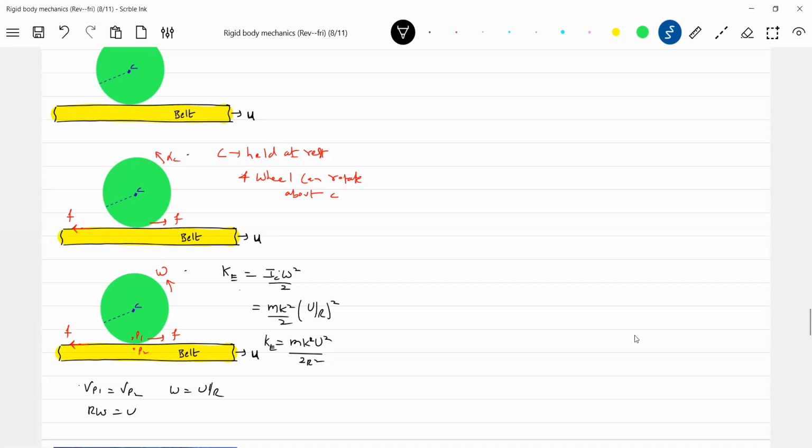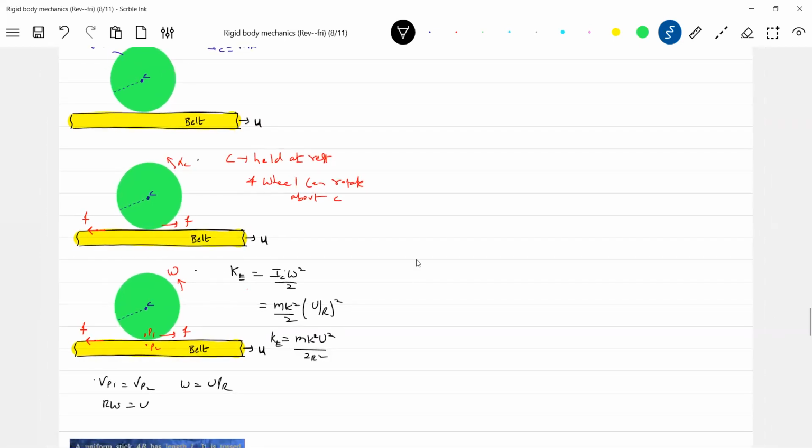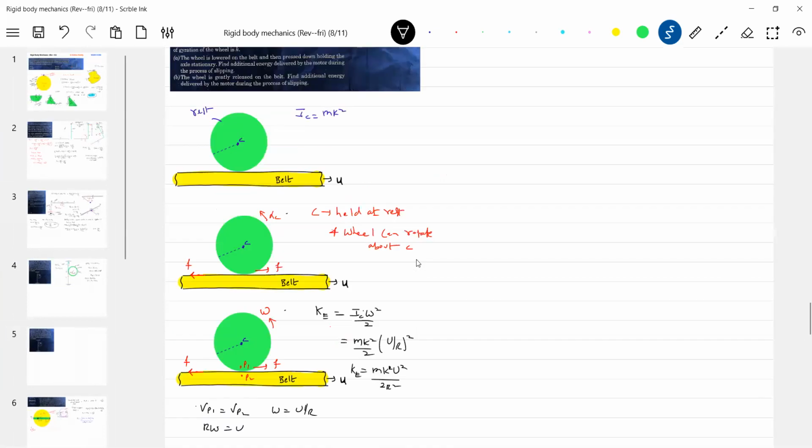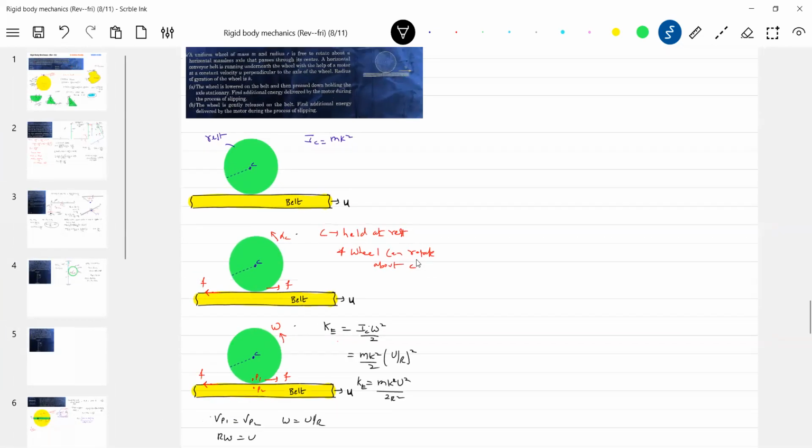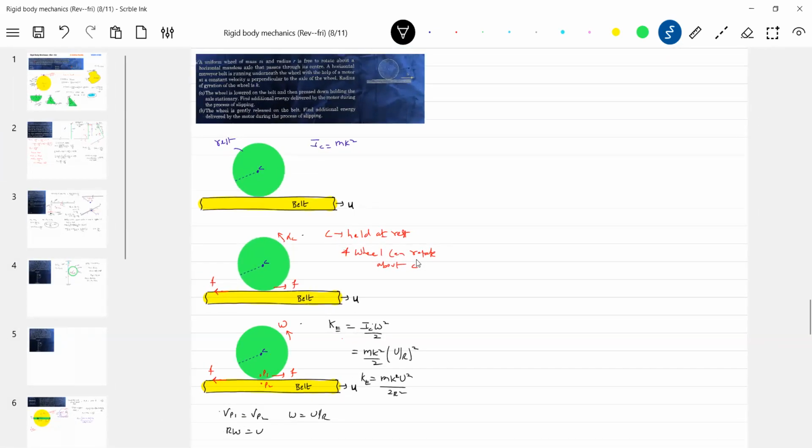Now, what is the role of that motor? What should that motor do? How much work should it do in this part? Everything is visible? Check once.